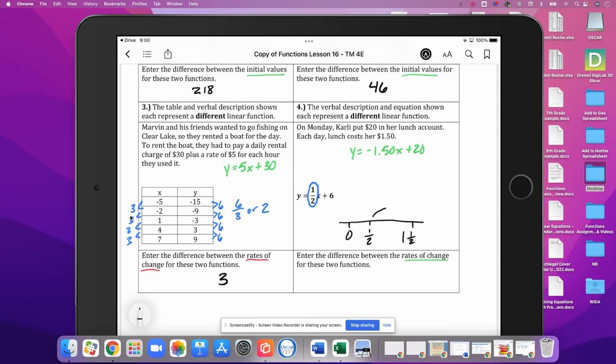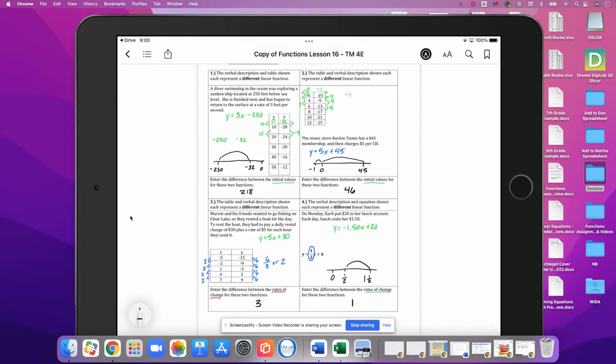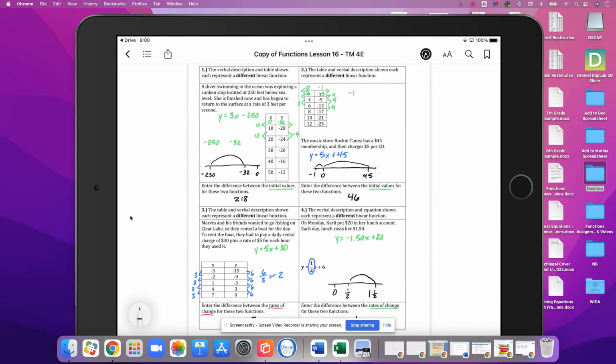And the difference between 1/2 and 1.5 is just 1. That's it for 1 through 4. I'll be back with the next ones in just a moment. Feel free to pause if you need to work through any of these.